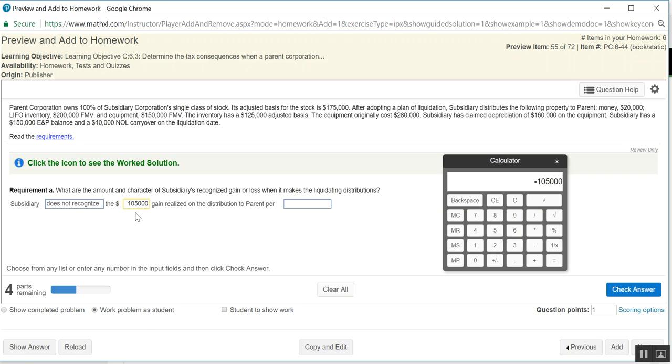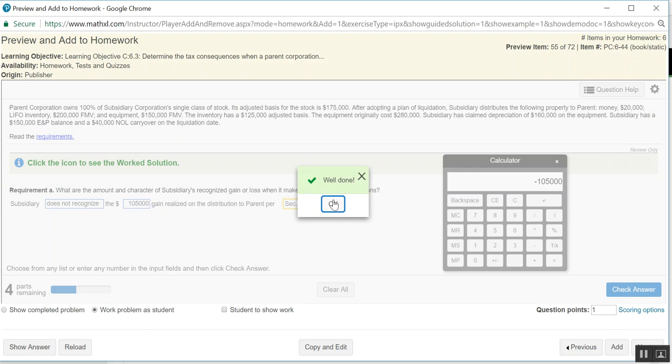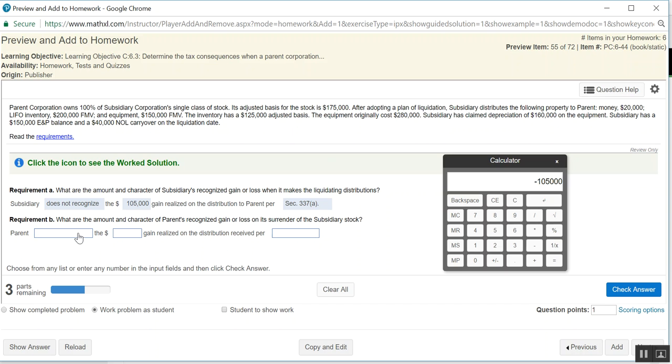That's our realized gain, but we're not going to recognize that. Actually, I put 332 in my answer the first time, and it was wrong. The reason, when I looked it up, is that 337 guides us with regard to the recognition for subsidiary purposes. It's 332 that guides us with regard to the parent.